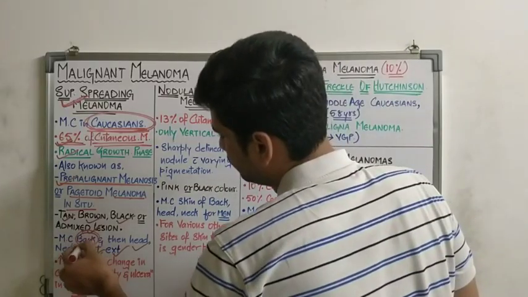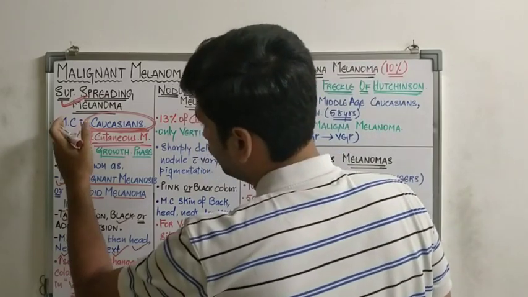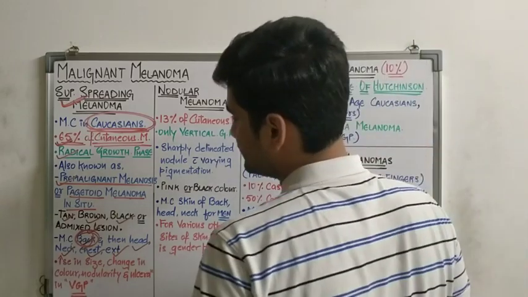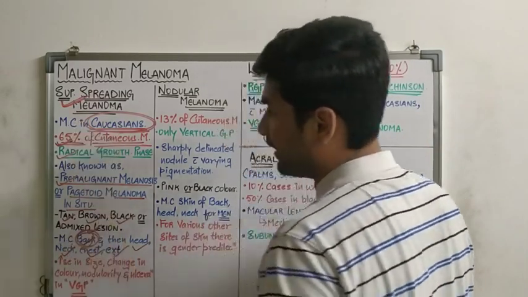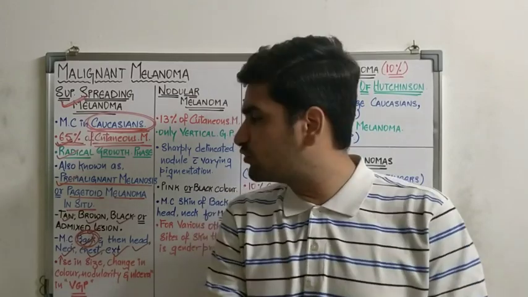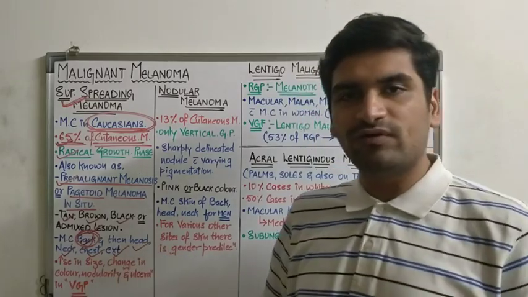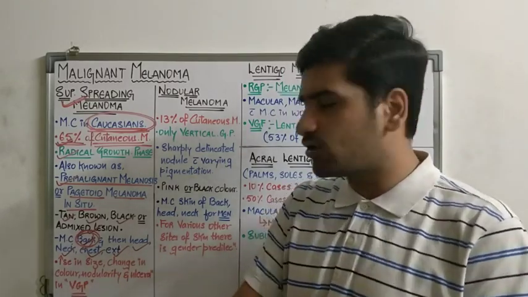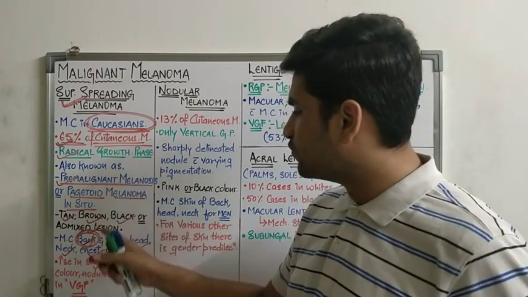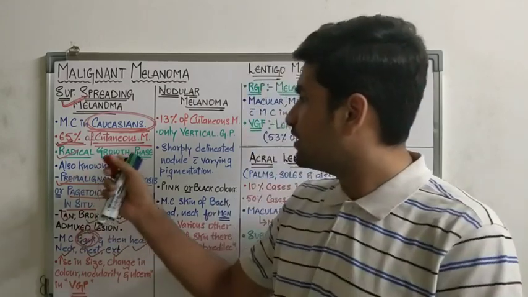So most common site is the back. So when they are moving on from radical phase to the vertical growth phase, so kya kya change honge? Firstly they are going to be a macular lesion, matlab patches rahenge, discolorations onto the skin surface with irregular borders, right? They are not going to be well defined, they are going to have irregular borders and patches on the skin surface, right?